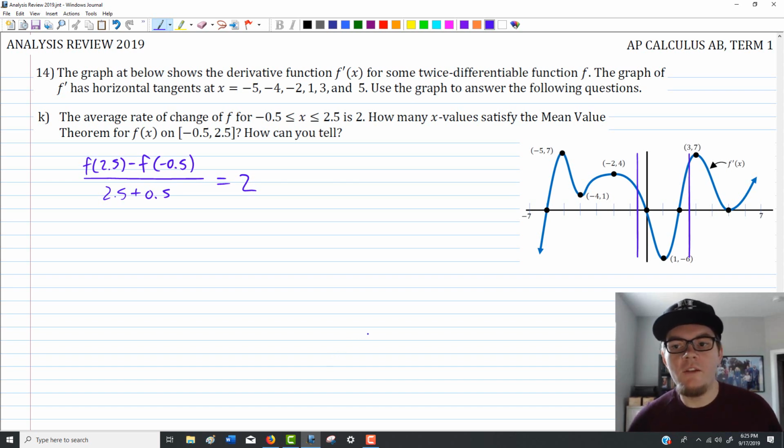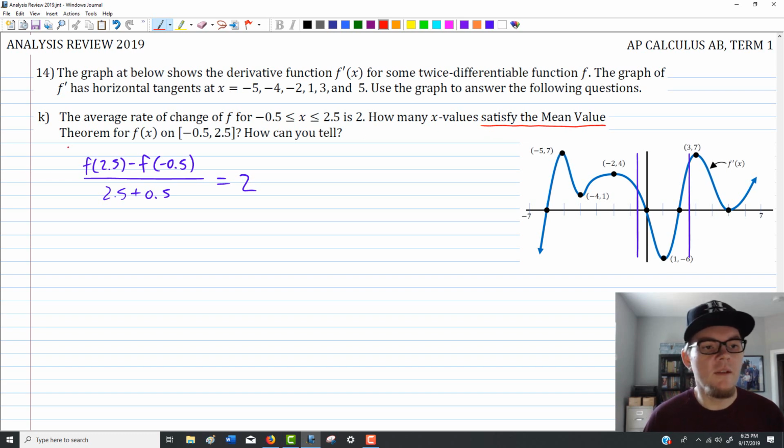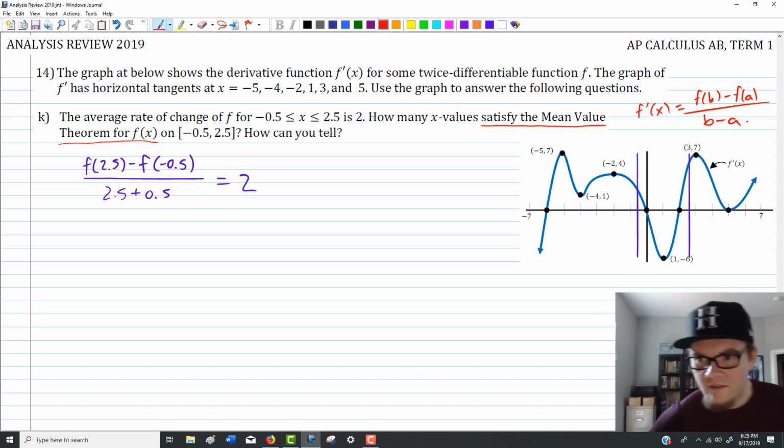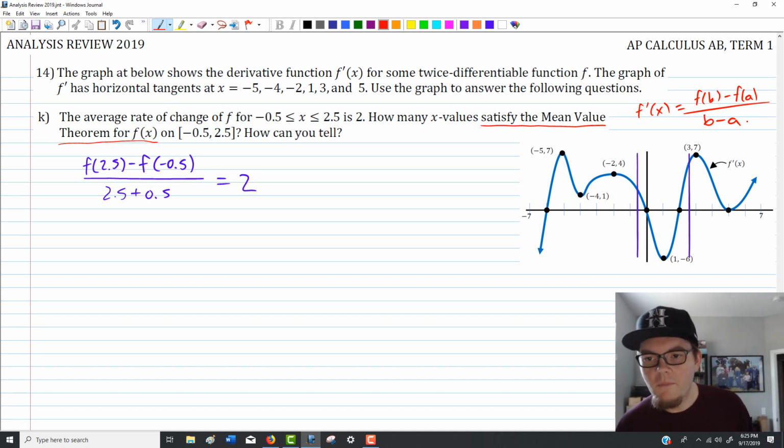Okay, so how many x values satisfy the mean value theorem for f of x on this interval? How can you tell? Well, of course, if we're talking about satisfying the mean value theorem, it means that we're looking for places where f prime of x equals that average rate of change, f of b minus f of a, over b minus a. And as I look at this, unfortunately, there might not be enough information for me to really be able to tell. I think that it's going to be close.